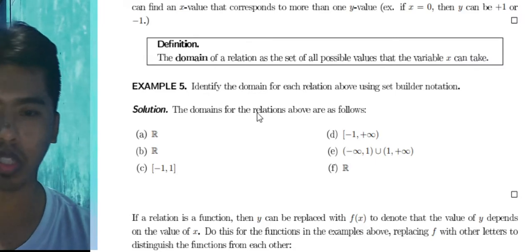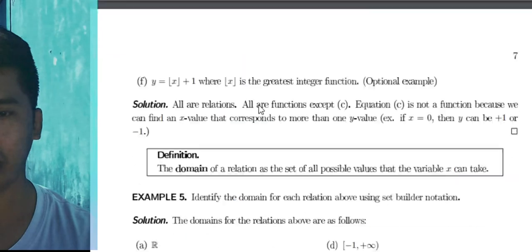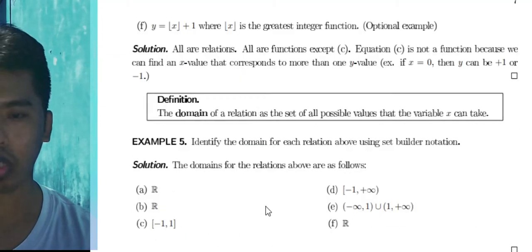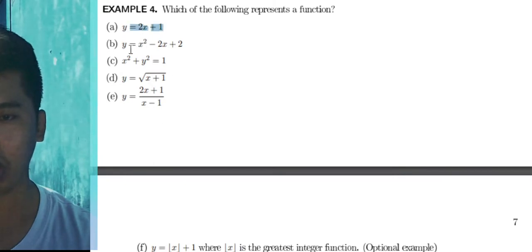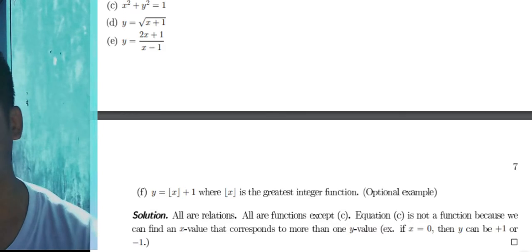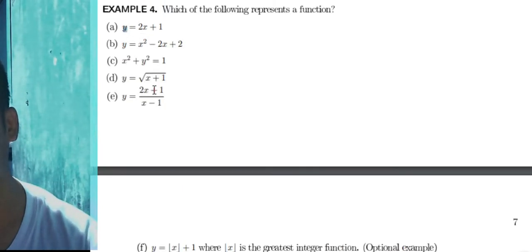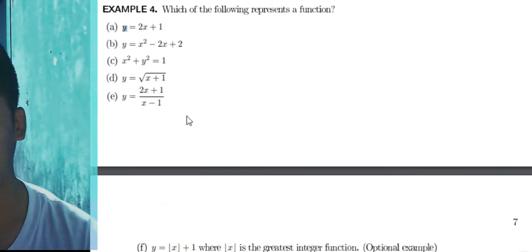Identify the domain for each relation above using set builder notation. If you can remember what we call set builder notation, the solution would be the real numbers. If we try to put x as 1, what would be the value of y? So letter B, same, it's the real numbers.